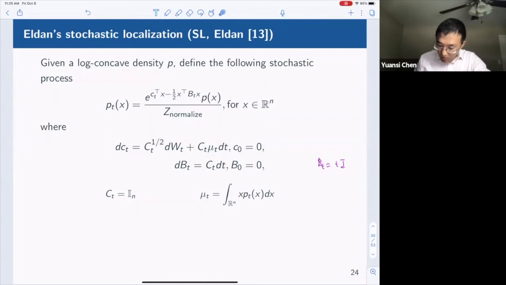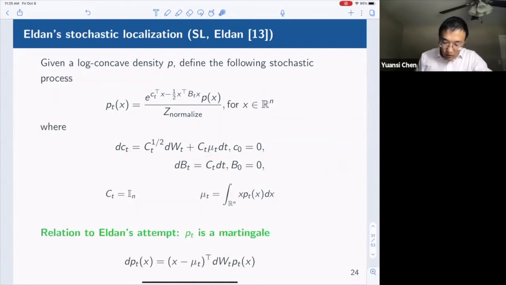And why is this a specific construction? You can do the calculation and take the derivative of this P_t. When you take the derivative of P_t, you can see that it is just a random linear function, x transpose dW_t, times P_t. P_t is the density at time t, and dW_t is Brownian motion. So the Brownian motion is now playing the role of a random direction. It's the linear function times P_t, so it's related to that attempt to transform the density.